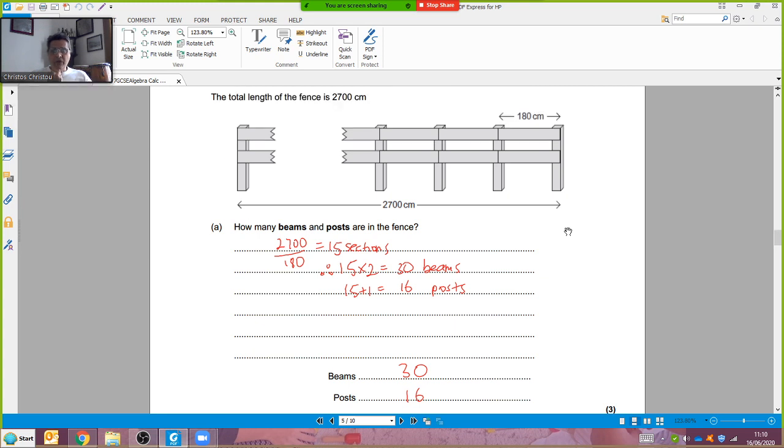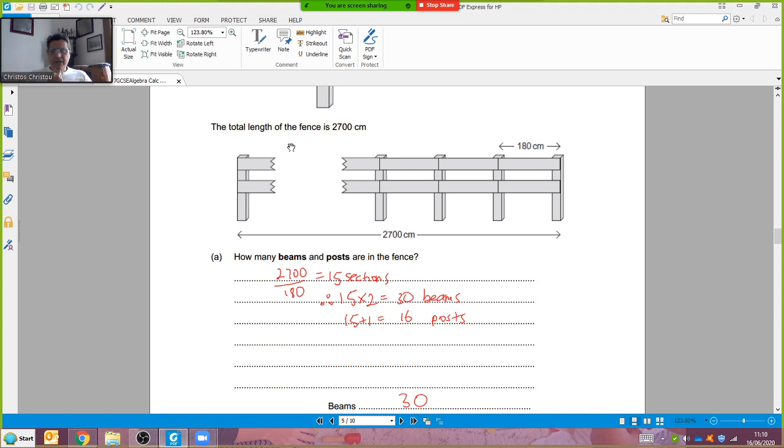Thank you. So I've got how many beams? Well, if I divide this entire length by 180, I'll see how many 180s fit within the 2,700 length, all right? So if you divide, you get 15 sections. The length from there to there is 2700 chopped up into 15 sections. But the beams is more than just one long section. It's whatever 15 is, and it's doubled because you've got one top, bottom, one at the top, the bottom, one at the top, bottom, going all the way across the length of that fence.